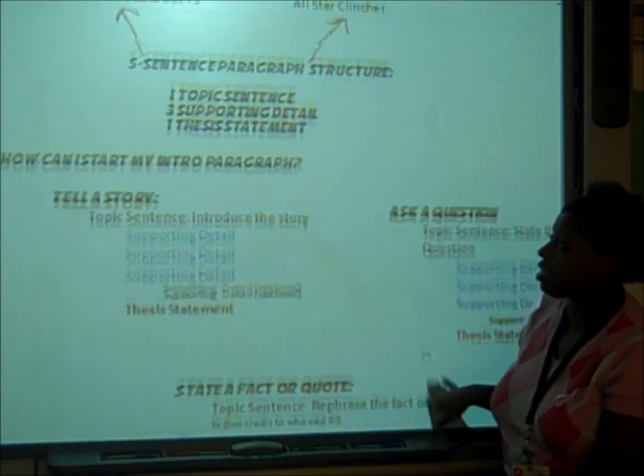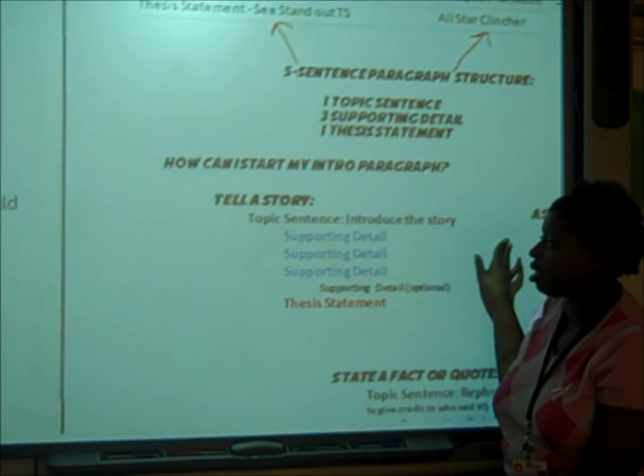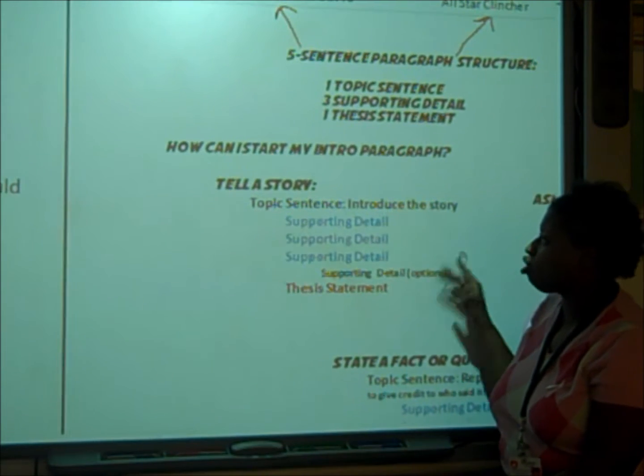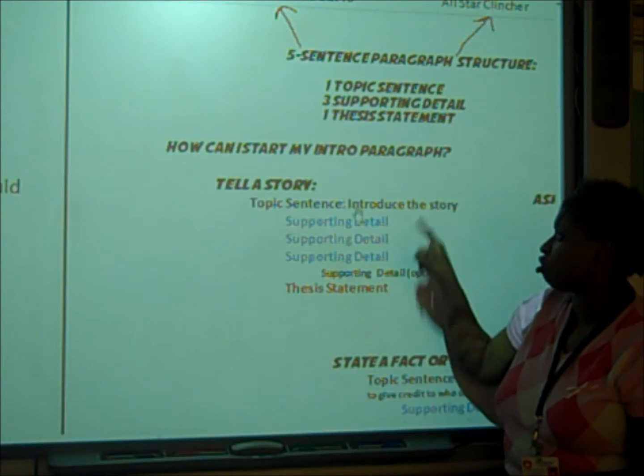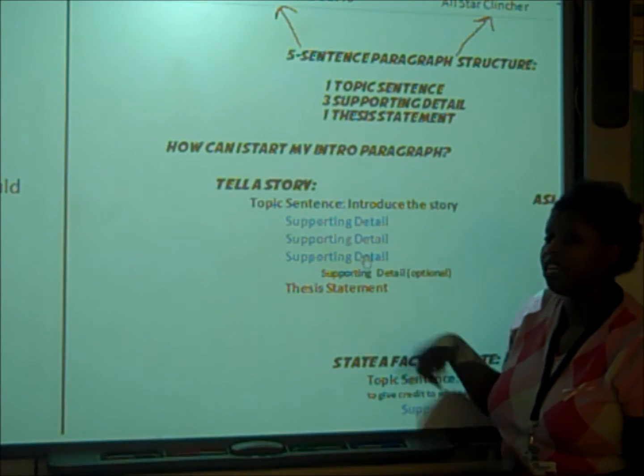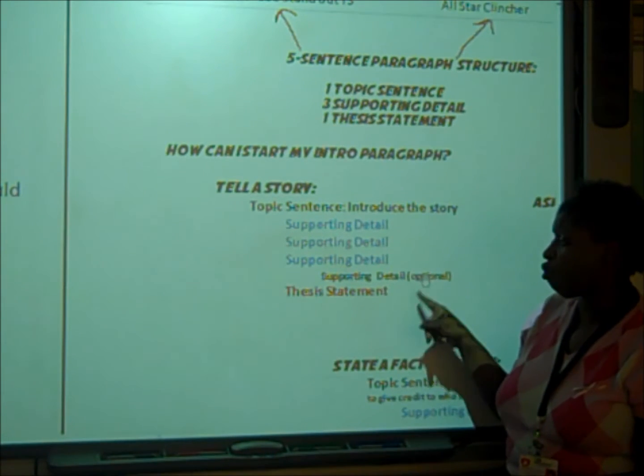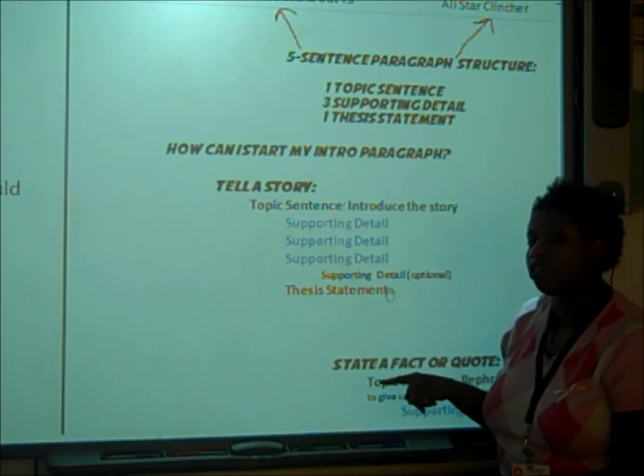Now there are 3 ways that you can write your thesis sentence. The first way is to tell a story. You literally could have your topic sentence where you introduce the story, your 3 supporting details that tell the story, a 4th one that's optional, and then you wrap up with your thesis statement.